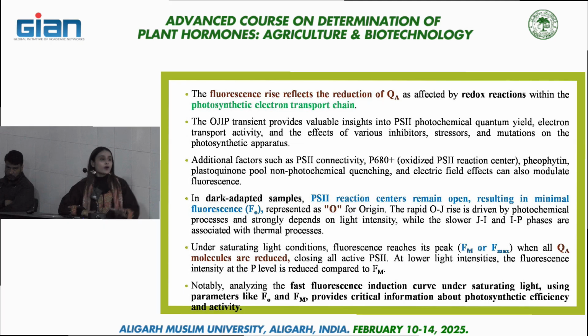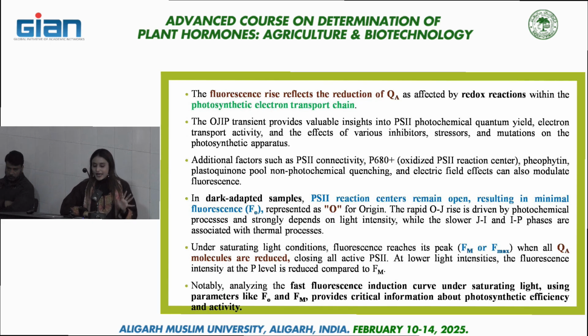Under saturating light, when we take our sample from a dark condition, the fluorescence reaches its peak and we name it as FM or F max. When all the plastoquinone molecules are reduced after we give our sample light, this will close photosystem 2. In the dark adapted condition, photosystem 2 was open, while when all quinone molecules are reduced, photosystem 2 will remain closed. Lower light intensities will change fluorescence a little bit.